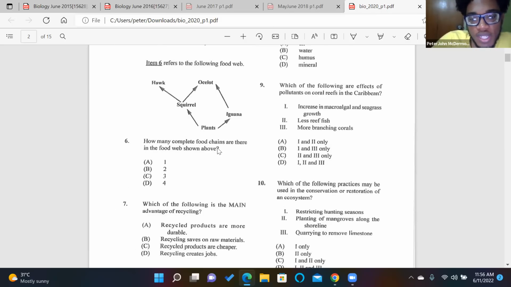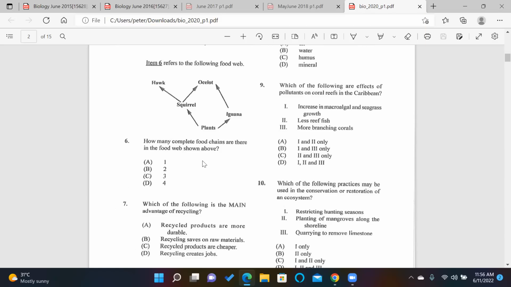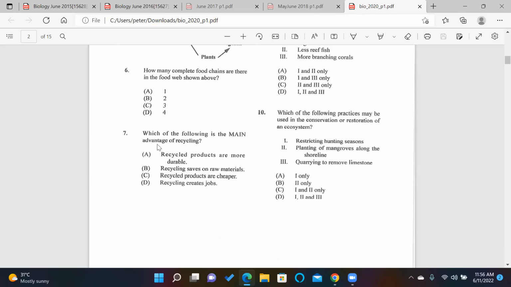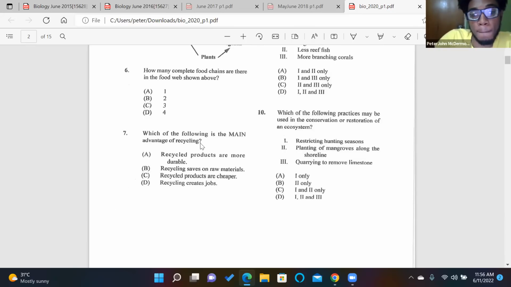How many complete food chains are there in the food web shown below? 3. 3. Let's move on. Which defines the main advantage of recycling? Main advantage. B. B.